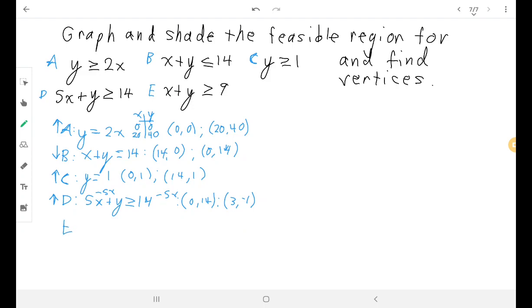And finally, let's worry about equation E. Let's do the same thing there. X plus y is greater than or equal to 9. We could certainly get, well, let me solve it for y.